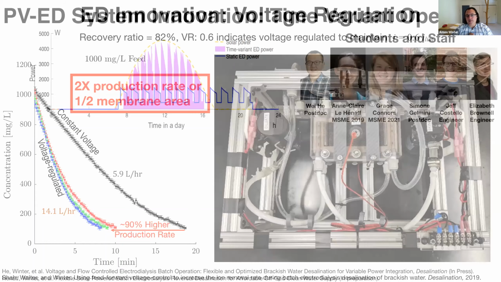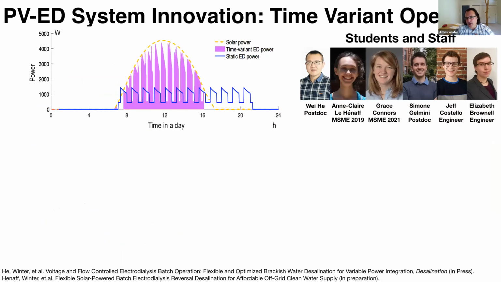The second big innovation we've created is time variant ED operation. How you typically run a constant voltage ED system in batch operation is with a series of batches throughout the day. This sawtooth pattern shows the power consumption through different batches, and each tooth is a batch that you run throughout the day. And you capture energy in the middle of the day, so you can run in the evening hours to maximize the utility of that energy.